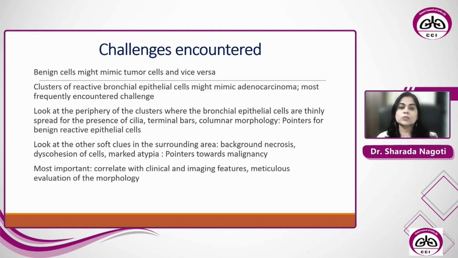So in such scenarios, what we have to do is look at the periphery of the clusters where the bronchial epithelial cells are thinly spread for presence of cilia, terminal bars, and columnar morphology. So all these features are pointers for benign reactive epithelial cells. And the other soft clues which we can use is we can look for the presence of background necrosis or discohesion of cells or marked atypia. These are all pointers towards malignancy.